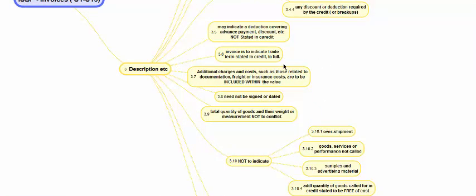The invoice is to indicate the trade term stated in the credit and in full. What is a trade term? FOB, CFR, CIF. These are the Incoterms.